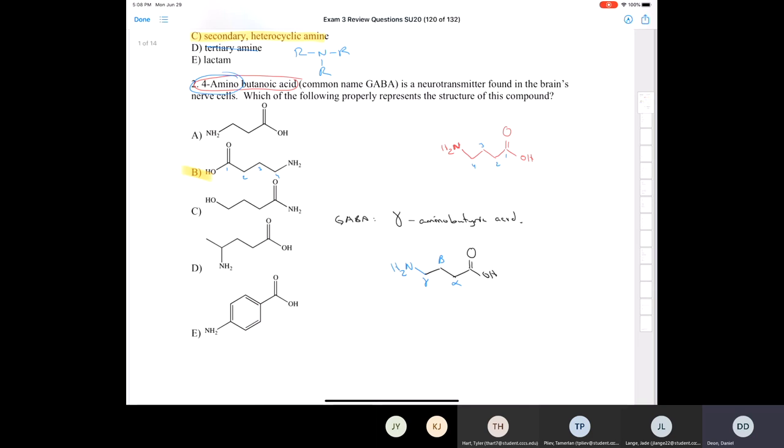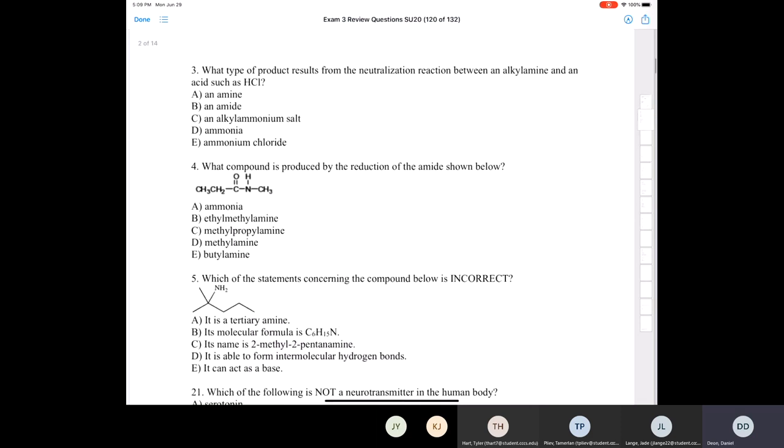You can see that organic chemists do love to use common names for molecules. So don't ever think, oh, I'm learning these for nothing, nobody uses them. Oh, we use them all the time. With that in mind, let's take a look at number three.